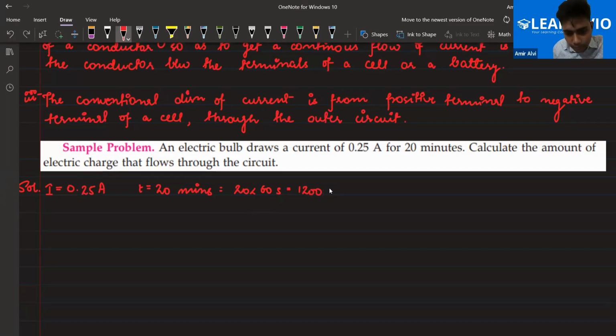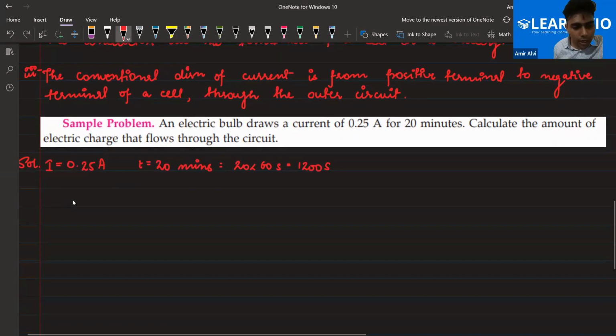1200 seconds. According to the formula, I is equal to Q by T. I need the charge, so I'll multiply the time with the current, that is Q equals I into T. Right?